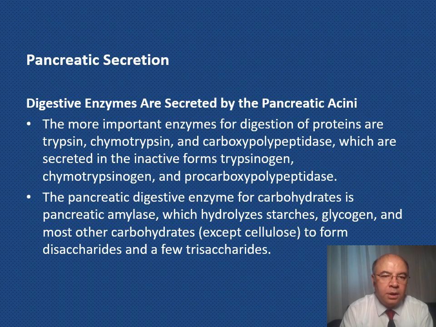Pancreatic secretion. Digestive enzymes are secreted by the pancreatic acini. More important enzymes for digestion of proteins are trypsin, chymotrypsin, and carboxypolypeptidase, which are secreted in the inactive forms of trypsinogen, chymotrypsinogen, and procarboxypolypeptidase. The pancreatic digestive enzyme for carbohydrates is pancreatic amylase, which hydrolyzes starches, glycogen, and most other carbohydrates except cellulose to form disaccharides and a few trisaccharides.